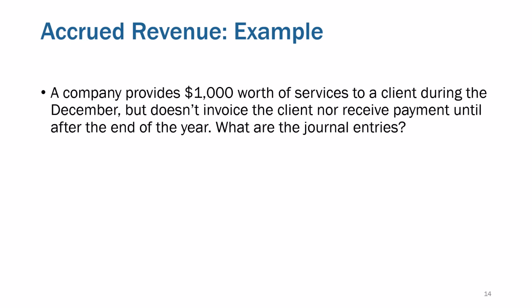So accrued revenue. Let's say a company provides $1,000 worth of services to a client during December, but doesn't invoice the client or receive payment until after the end of the year. Now, what the issue is, you get to the end of the year. Adjusting entries are done at the end of the year. So you get to December 31st, let's just say, and you prepare an unadjusted trial balance. You could do that January 1st, 2nd, 3rd, whatever you really want.